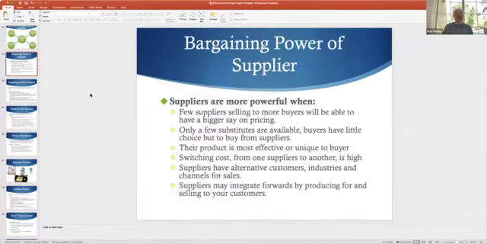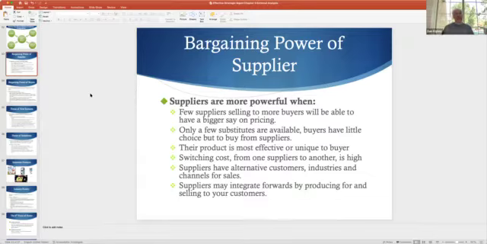This would be suppliers. Now, these are those companies that sell to your company the products or services that you need to manufacture or continue your services. They have more power when there are fewer of them selling to many buyers. So if there's a few number of suppliers and there's multiple buyers out there, they can pick and choose who they want to sell their products or provide their services to.